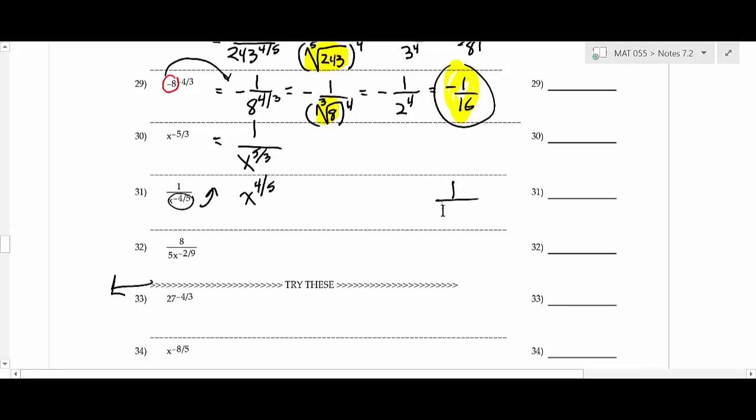Now, don't get confused about this, but technically this is what's going on in this problem. When you move this thing to the top, you really have 1 times x to the 4/5 all over 1, right? There's really a 1 in that denominator, but is a 1 necessary for a denominator? No. So that's why you just write it that way. This one, same thing. What do you do with that x to the negative 2? Where does it go? To the top. So your answer would be 8 x to the 2/9 over 5. You don't know what x is, so there's not a thing you can do.